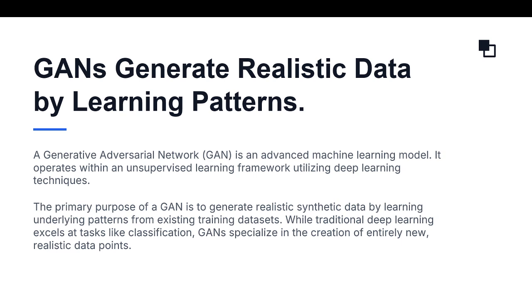GAN is an advanced machine learning model. It operates with an unsupervised learning framework and it utilizes a deep learning technique for generating data as well as classifying the data as fake or real. The major purpose of GAN is to generate synthetic data with the help of a generator, and those data are given as input to a discriminator, and the discriminator will classify whether the data belongs to fake data or real data.